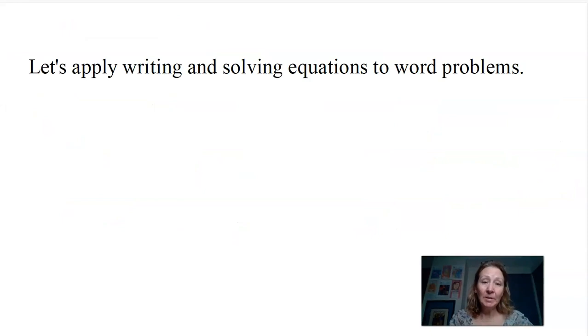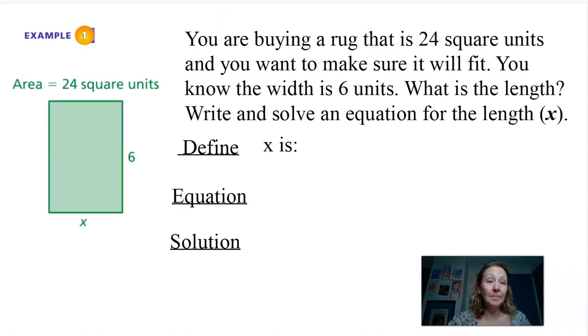All right, so today we're going to be looking at some word problems and some real life examples and how you write and solve equations. Okay, so here's an example: you're buying a rug and it's 24 square units. And you want to make sure it's going to fit in the space that you're putting it in. So you know the width is 6 units. What's the length? Write and solve an equation for the length x.